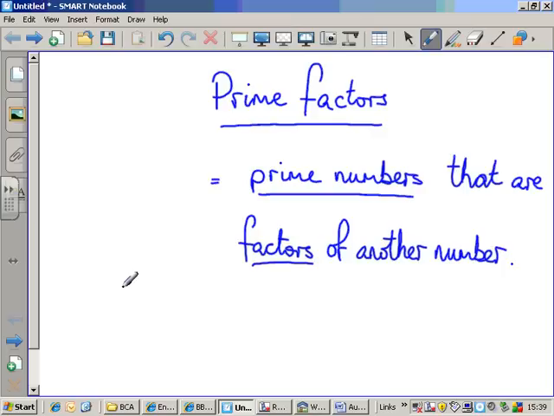In order to follow this video, you'll need to know what prime numbers are, and you'll need to know what factors are. I'm not going to explain it now. There is a video elsewhere about factors, for sure. Let's just work through a few examples.